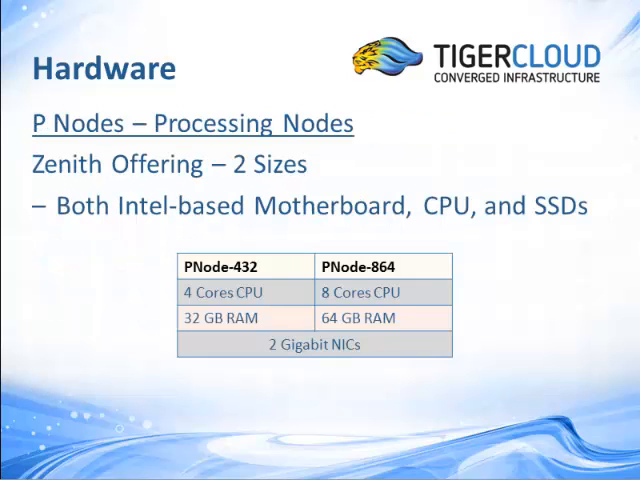P nodes, or processing nodes, are the nodes where the virtual machines will be running. The storage nodes just contain the storage, but the actual running of the virtual machines will be on these P nodes, or processing nodes. Zenith offers 2 sizes. Both of them are Intel-based. The first is a 4-core, 32 gig of RAM CPU node, or P node. The second is a 64 gig of RAM and 8-core CPU node. Both of those have 2 gigabit network cards in order to provide the throughput that's needed for the virtual machines. Now, these are the 2 Zenith offerings for processing nodes.